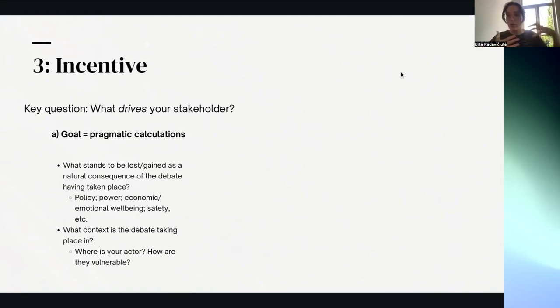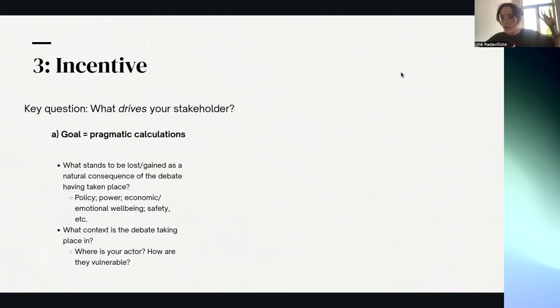So you have to usually consider multiple points of view, unless you're really only talking about a debate from a specific point of view. So you need to think about the goal of the stakeholder. And here we're thinking very pragmatic calculations. What is it that I want to achieve?